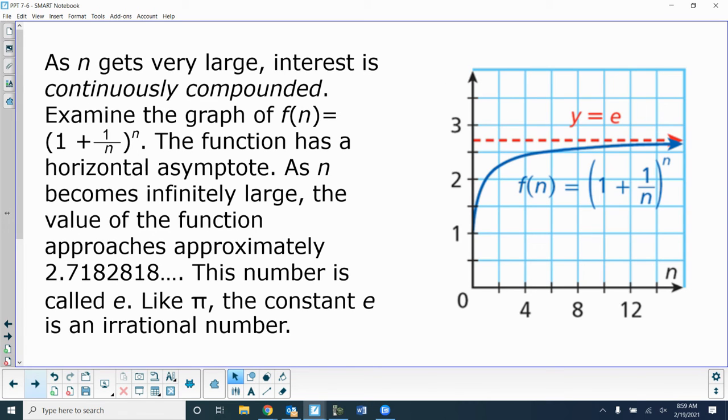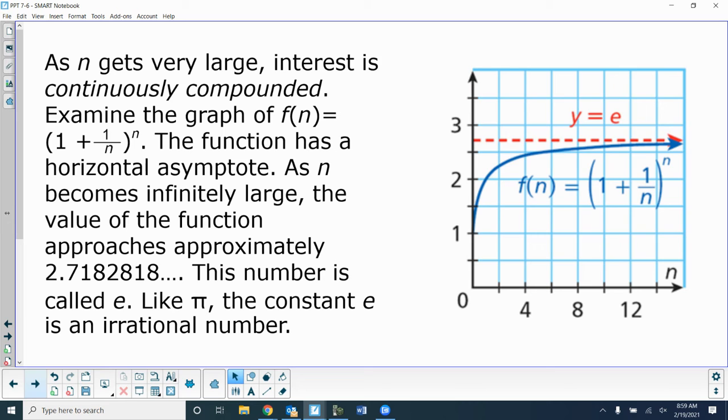When you try to figure this out, when you plug in numbers for n, you get this graph. When n is 2, you got 2.3 or something. When n is 4, it's about 2.5. When n is 8, it's about 2.6. When n is 12, it's about 2.7. It gets closer and closer to this dashed line. We call that an asymptote.